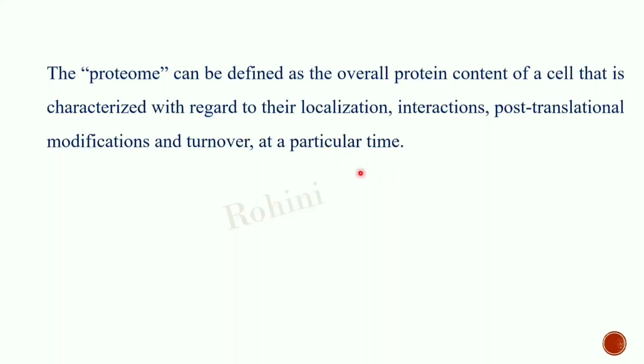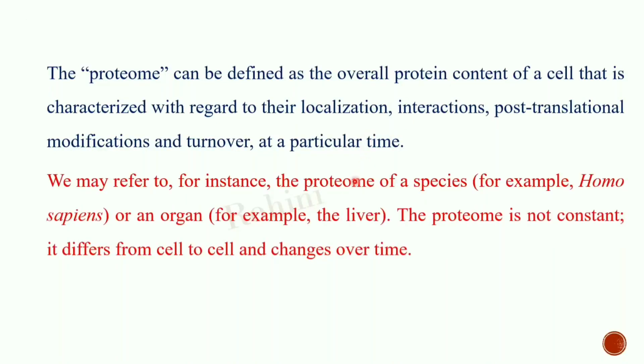Here, the word particular time is very important because the gene expression pattern is going to change from time to time. As the environment changes, the expression pattern is going to change. Expression pattern is going to change means what? The protein content of that cell is also going to change. So the proteome is going to be termed as the Homo sapiens proteome, or an organ proteome like the liver proteome, or it can be named according to the cell. And this proteome is not constant, it is going to differ from cell to cell, and also it is going to change over time.